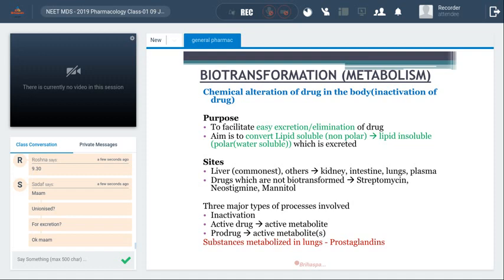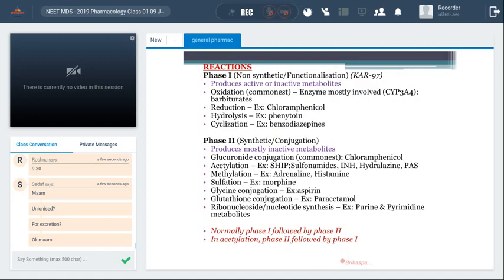So I told you liver is the most common site for biotransformation, but very rare sites are, as I told you, kidney, intestine, lungs, and plasma. The drugs which undergo metabolism in the lungs are prostaglandins. It is not excretion, it is metabolism through the lungs. Now, what happens in biotransformation? There are two phases for any drug to undergo metabolism. We call them phase 1 and phase 2.